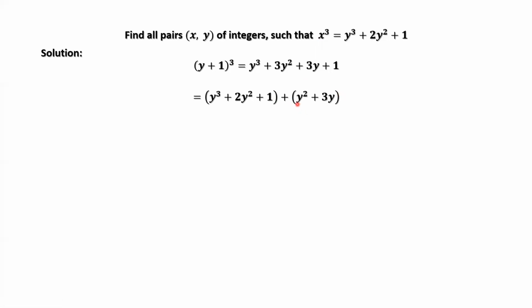We discuss y squared plus 3y in two different situations, bigger than 0 and less than or equal to 0. If y squared plus 3y is bigger than 0, this part is bigger than 0. (y plus 1) to the power of 3 equals x to the power of 3 plus y squared plus 3y. This implies (y plus 1) to the power of 3 is bigger than x to the power of 3. This is the first result.